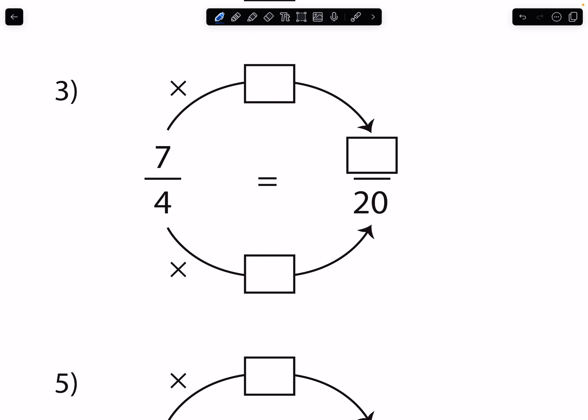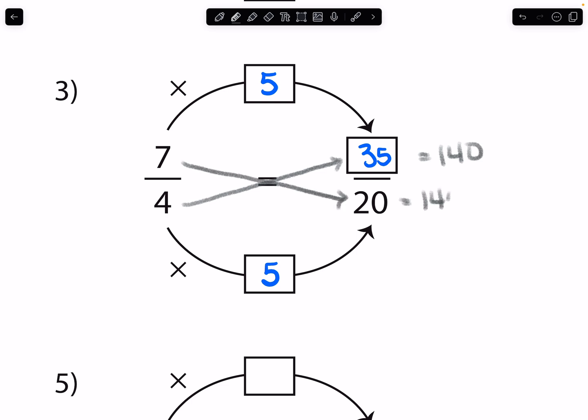Well, I found that 4 times 5 equals 20. What I do to the top, I do to the bottom. 7 times 5 is 35. You may need your calculators to verify this. 4 times 35. Using my calculator, 4 times 35 is 140. And 7 times 20 is also 140. So my answer is correct.